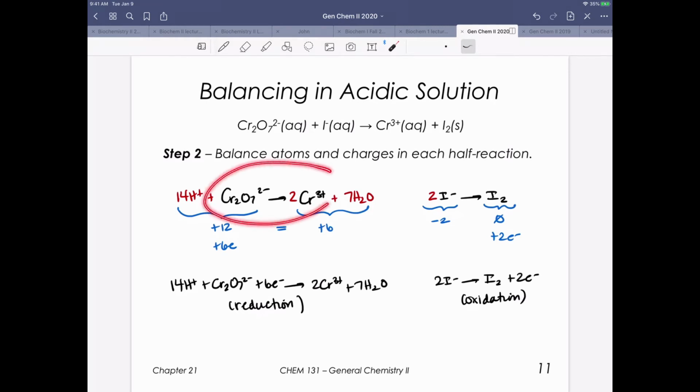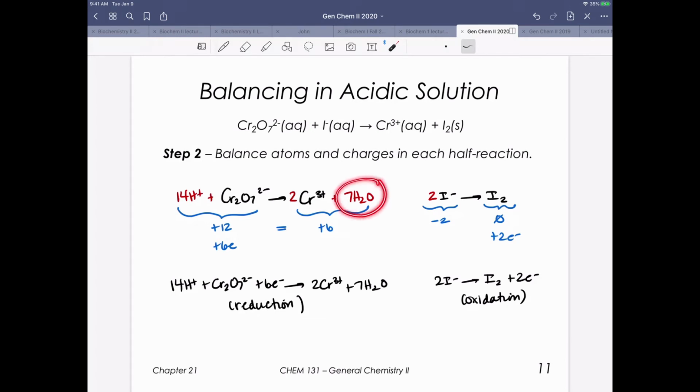Let's take our chromium here. So again, we've got dichromate and then a chromium 3+ cation here. So let's go ahead and balance the chromiums first. We know we're going to need to add a 2 there to make sure that we've balanced those chromiums. Now we have to balance oxygens and hydrogens. So start first by balancing oxygen atoms by adding water. If I've got 7 oxygens over here, I'm going to add 7 waters over here. So balance first with water to balance your oxygens, and then balance any hydrogens with H+.